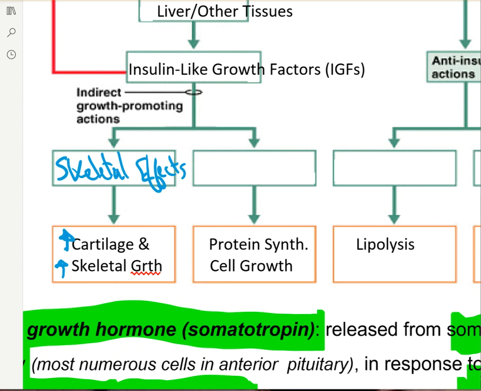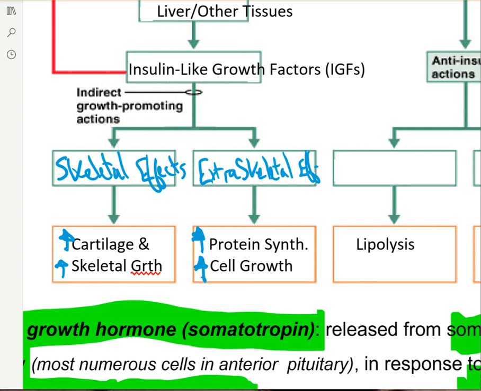It also is going to have extraskeletal effects. This means outside the skeleton, right? Other effects in the body. One is it's going to cause protein synthesis. So growth hormone, unsurprisingly, will build proteins. It will make proteins that we could use to make muscle or bone or other structures. And it will also increase the activity of cell growth. So our cells will grow and divide and get bigger. Makes sense. It's growth hormone.